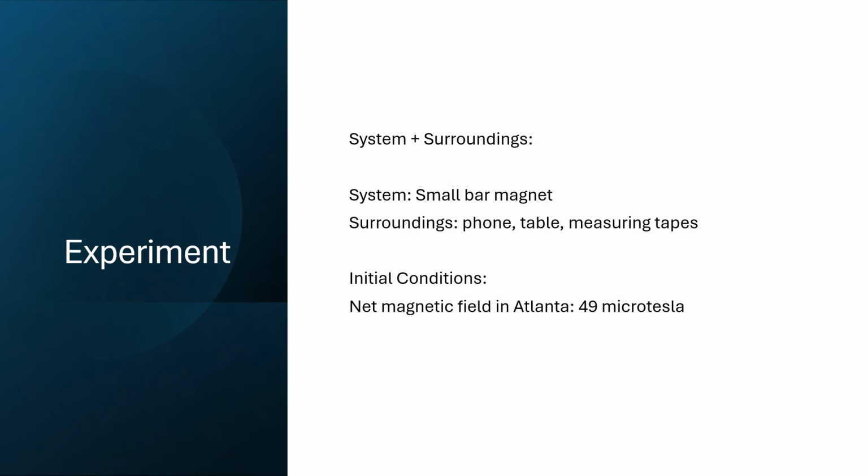For this experiment, the system was the small bar magnet, and the surroundings were the phone, table, and measuring tapes. Initial conditions were that the net magnetic field in Atlanta is 49 microtesla, so we had to account for that by zeroing all our stuff.